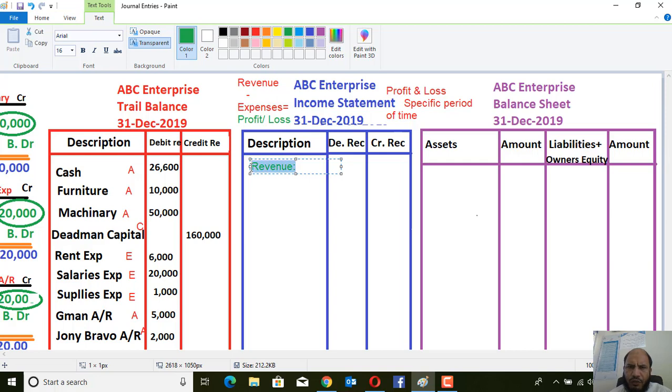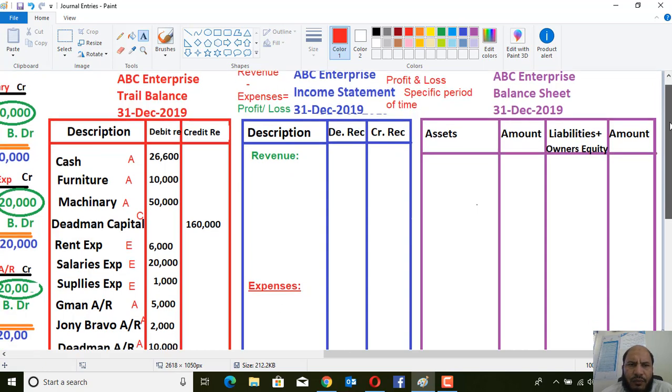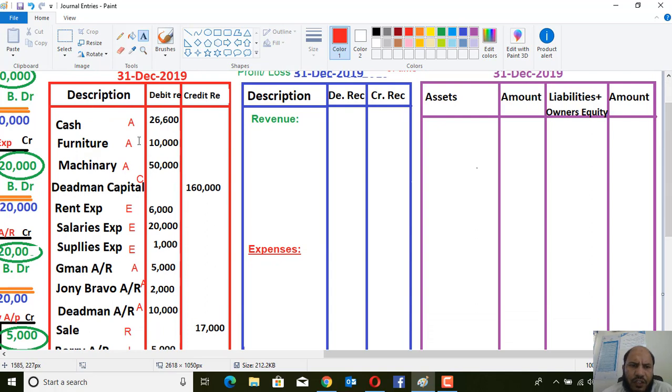So here we will show all the revenue of the business, and here I will show you all the expenses accounts of the business. From all the revenue we will deduct the expenses accounts. See, these are expenses and that is revenue. For example, I have shown revenue as a green signal and expenses as a red signal. Now from the trial balance, please find all the expenses accounts and write them down under the expenses column, and please find all the revenue accounts and write them down over there.